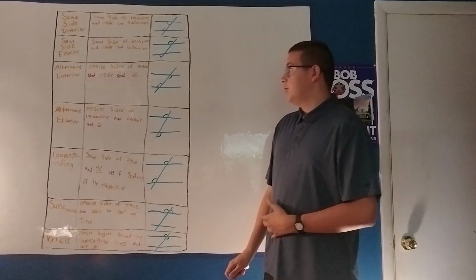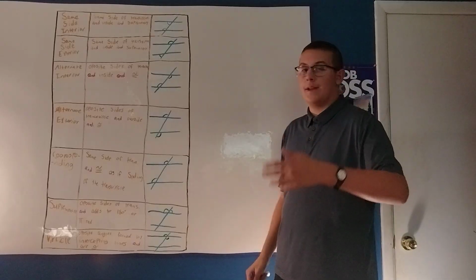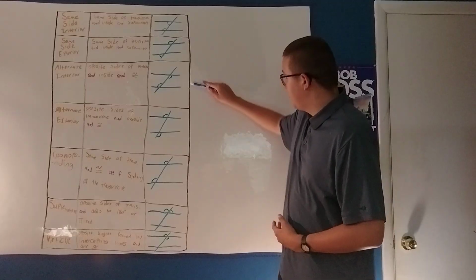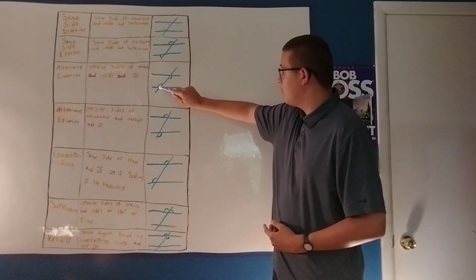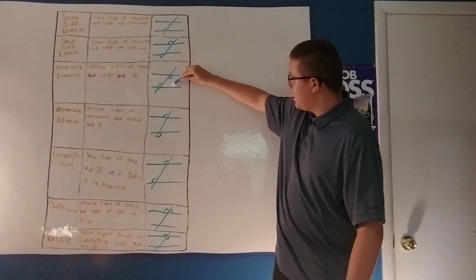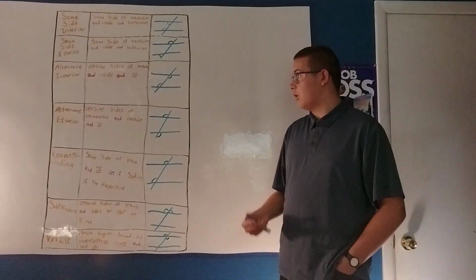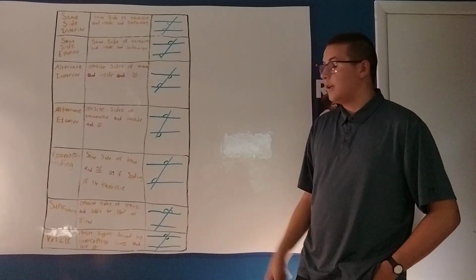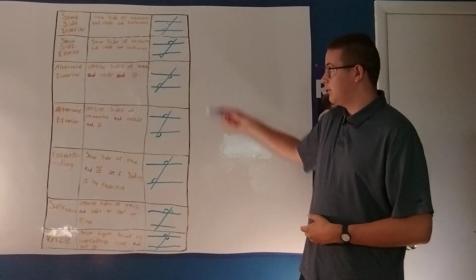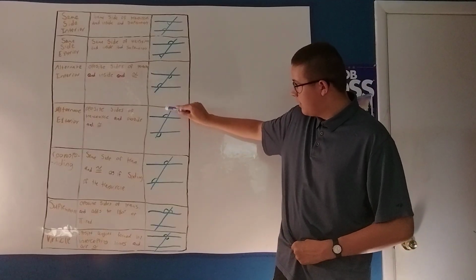Alternate interior. So these are on opposite sides of the transversal. They're inside and they're congruent, so like the same measure. And that would be one, and that would be one, the ones I have highlighted, and then there would be another one here and here. Alternate exterior. So these are on opposite sides of the transversal. They're outside of the two parallel lines, and they're congruent. So just like alternate interior, except they're on the outside this time, like that.